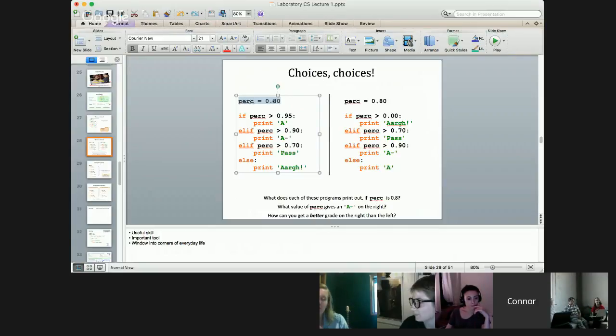So first line. Mind if I put you on the spot, Jesse? So what's going on in this first line here? On the left here. So on the left, it's perk equals 80, or 0.80. Awesome. So then what does the program do next on this line? If perk is greater than 0.95, print A. Sure. Does it do that?